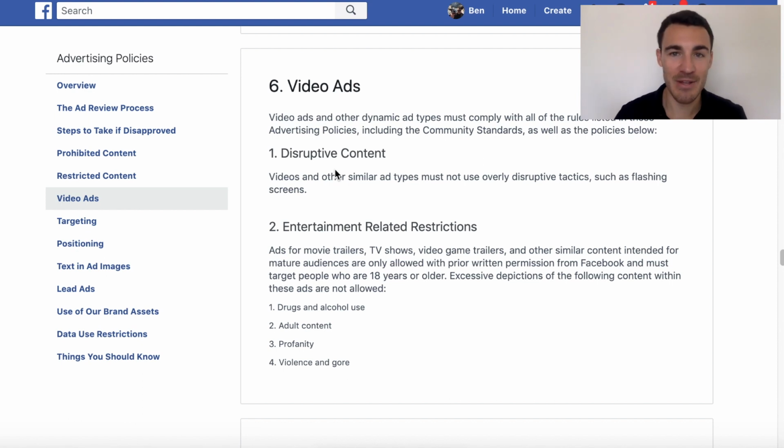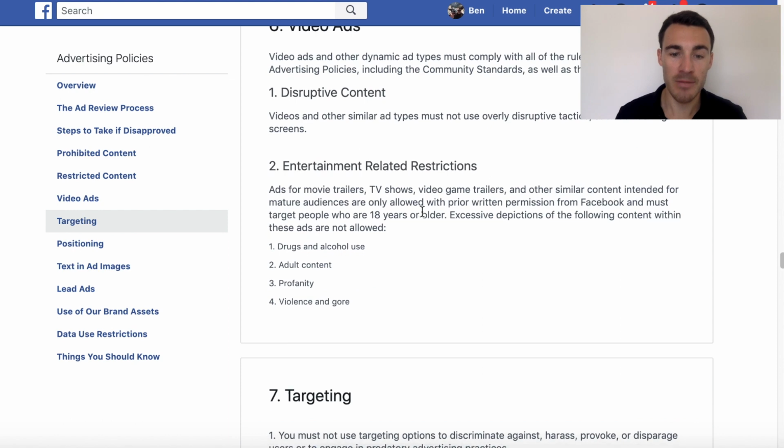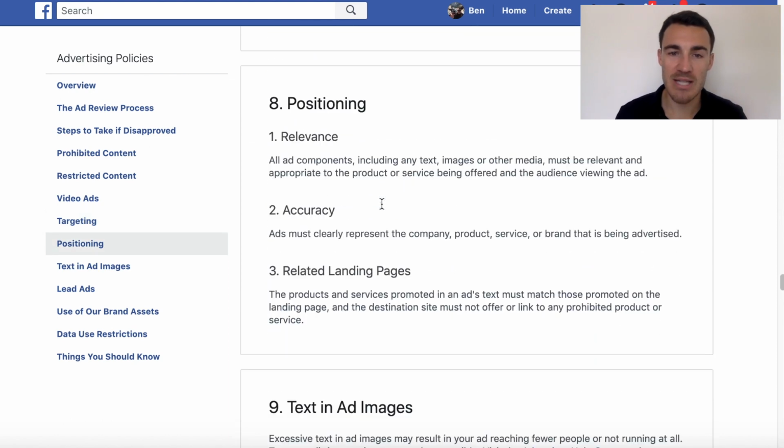Don't have people waving at the beginning of an ad or say turn the sound on or something like that. That's not going to go down well. I'm going to skip over targeting and position. You don't have to worry about that.